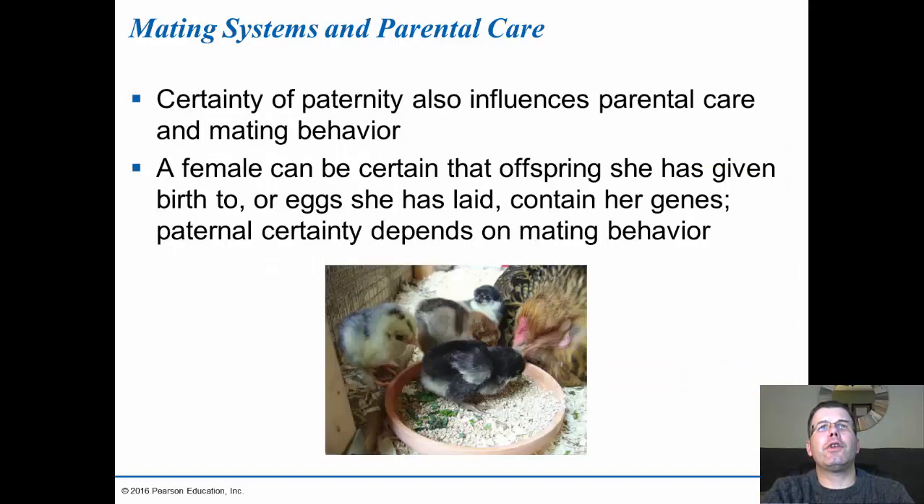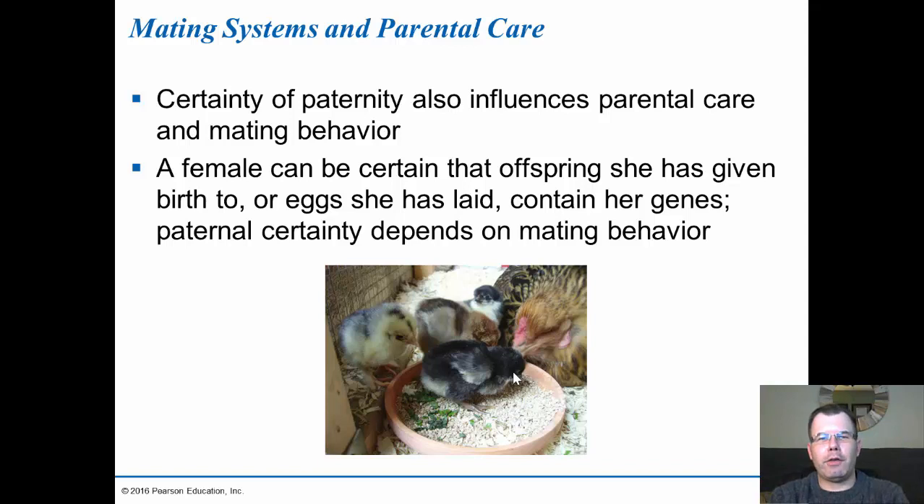Okay, and again, the certainty of paternity also influences parental care and mating behavior. So, a female can be certain that an offspring she has given birth to or eggs she's laid contain her genes. And so, parental certainty depends on mating behavior. In females, they know that that's their offspring, so that's not a question. It's really the question of paternity a lot of times, and this even happens in humans.